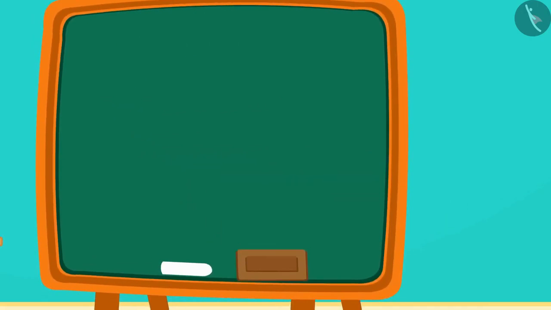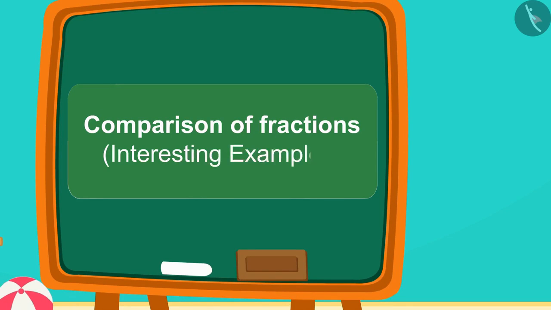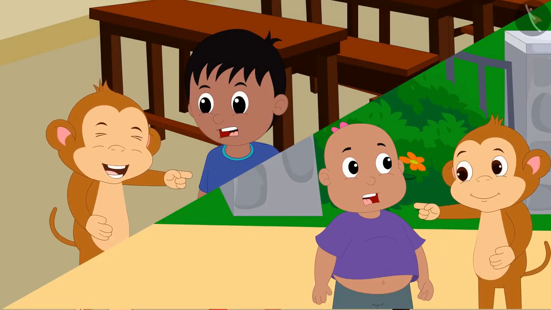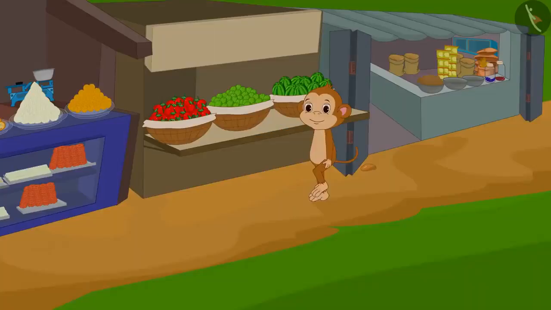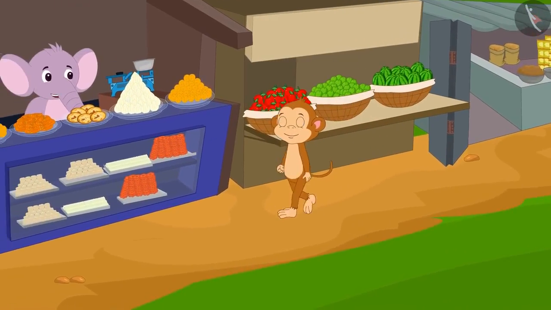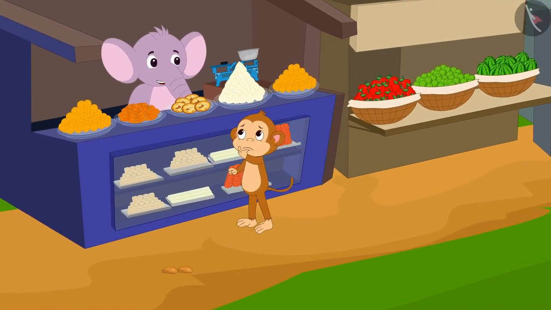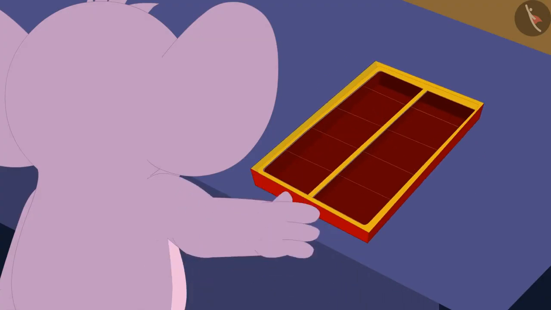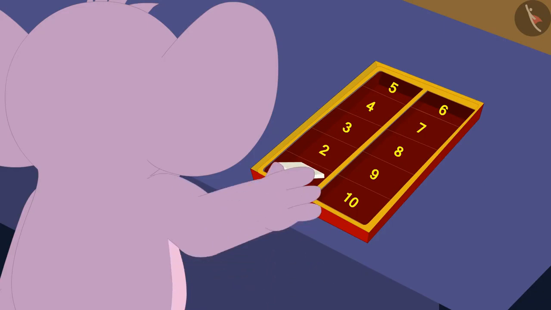Hello children! In this video, we will see some interesting examples of identifying and comparing fractions. Babban does a lot of mischief with all the people in the village. Today, he has come to buy sweets at Appu's sweet shop. He could not decide which sweets he wants to buy. So Appu divided the sweet box into 10 equal parts like this.